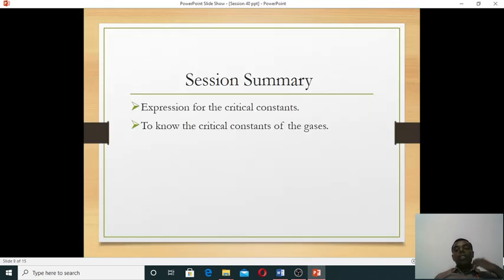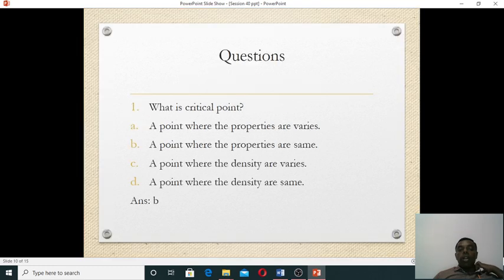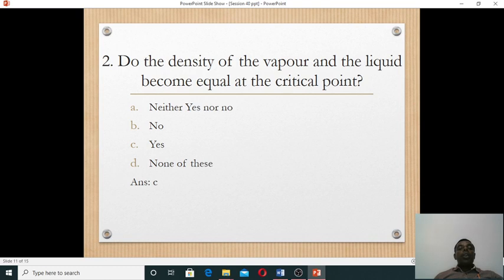In this session, we also deal with some questions. What is the critical point? A point where the properties vary, a point where properties are the same, a point where density varies, or a point where density is the same? You know that at the critical point all properties are the same. Do the densities of vapor and liquid become equal at the critical point? The answer is yes. At the critical point, both densities are the same.